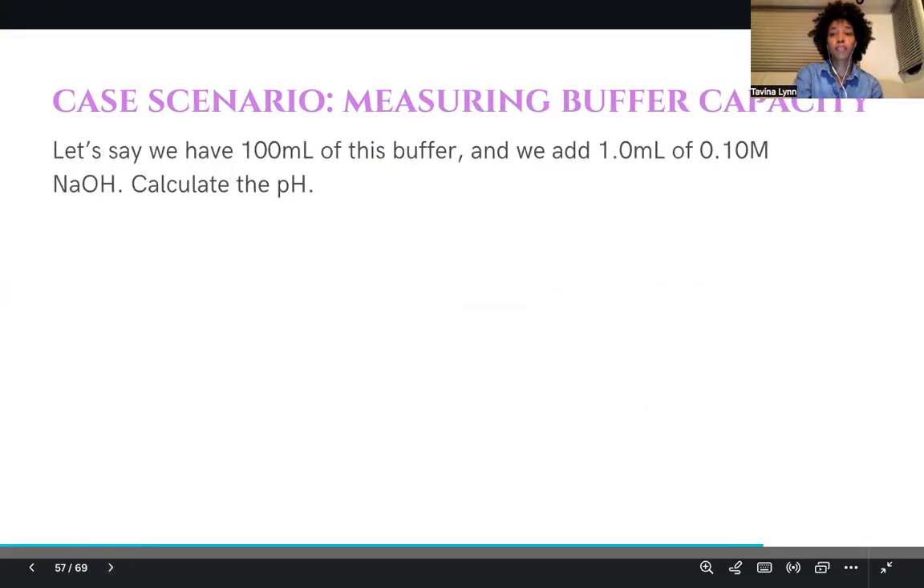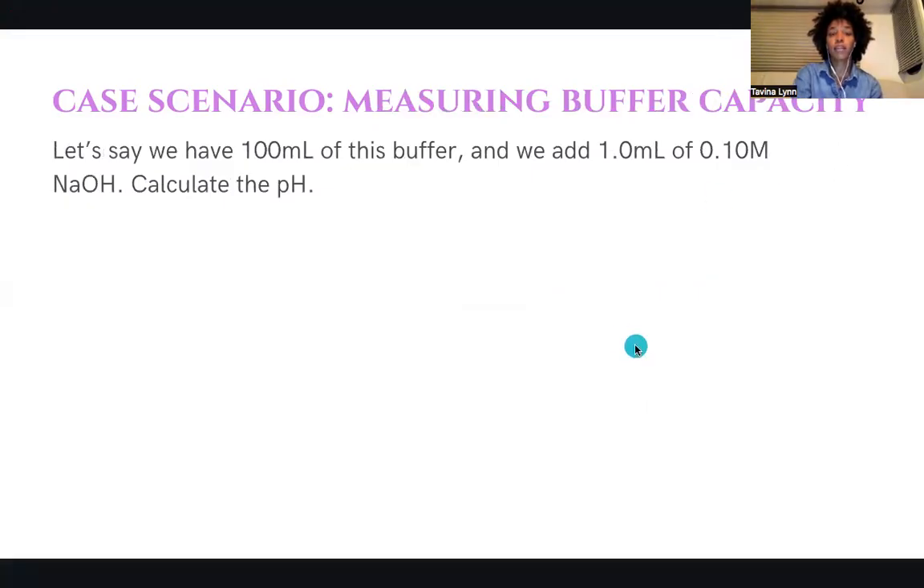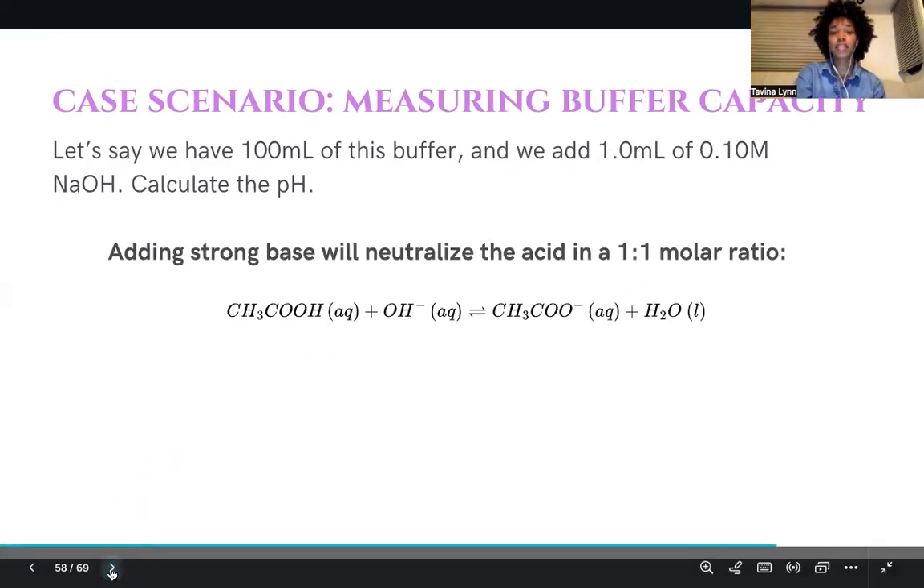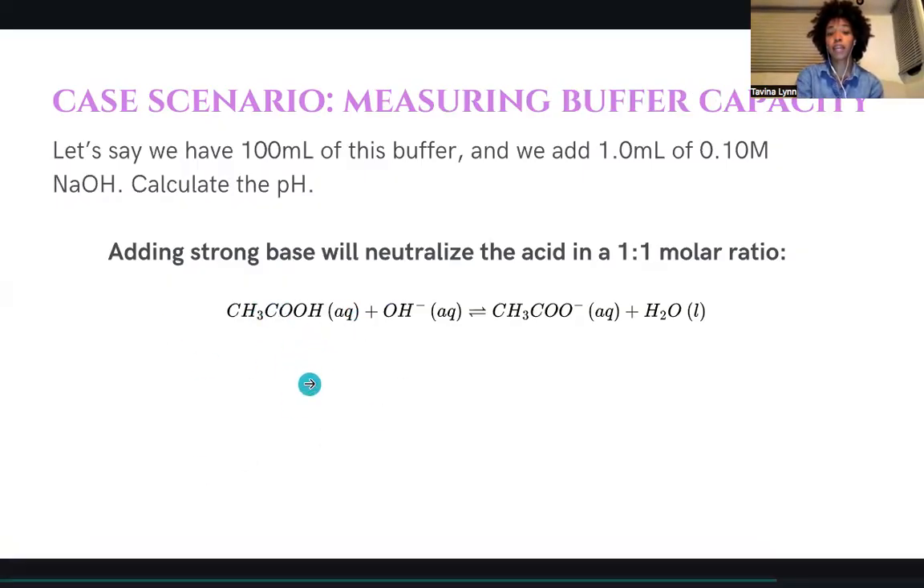So if we want to measure the buffer capacity, what will happen if let's say we have 100 milliliters of this buffer, and we add 1 milliliter of a 0.10 molar sodium hydroxide, what will that pH be? So first, let's see what happens if we add sodium hydroxide. So it's going to neutralize the acid in a 1-to-1 molar ratio. So here I'm just showing the reaction of our acetic acid being neutralized by the sodium hydroxide.